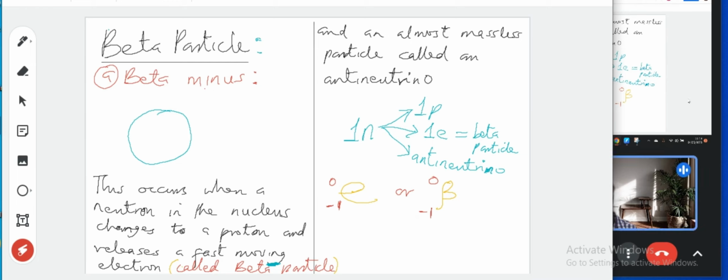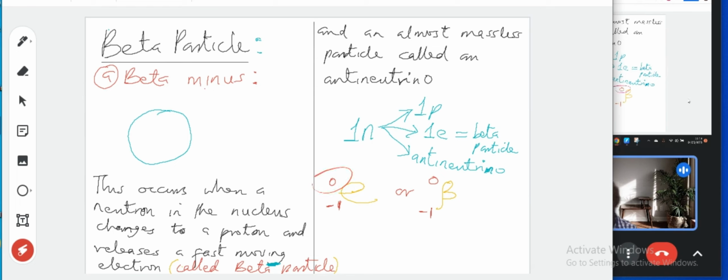Which is also the nuclear number. How do you get the mass number or the nuclear number? How do you calculate it? Protons plus neutrons gives you the mass number.